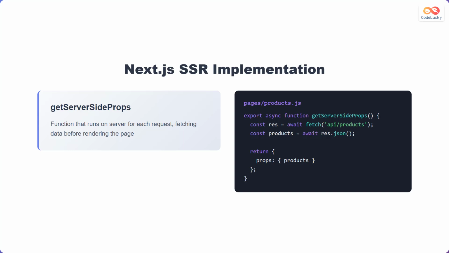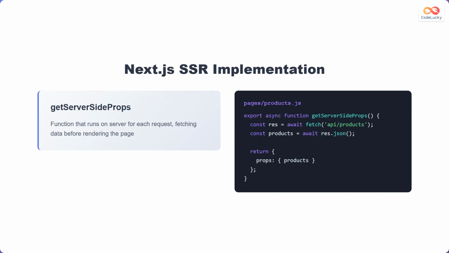Next.js provides a powerful built-in function called getServerSideProps for implementing server-side rendering. This function runs on the server for every incoming request, making it perfect for fetching dynamic data before rendering the page. The function is asynchronous and receives context parameters that include request details, query parameters, and other useful information.